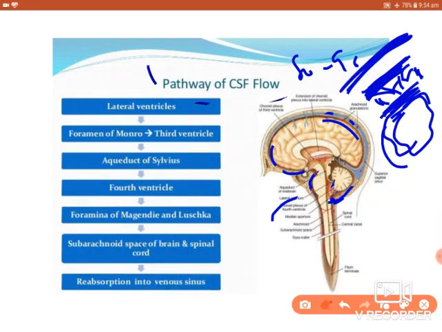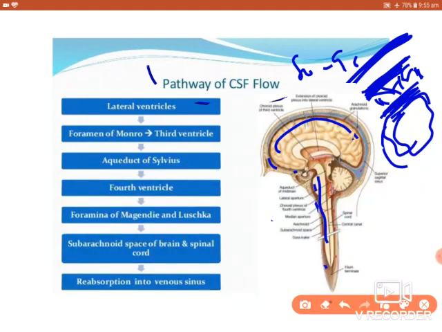Here you can see in the lower area, this is the spinal cord. So this is the pia mater. Here this is the arachnoid mater. So the space here is the subarachnoid space. So this brain and the spinal cord are floating in the CSF. So this brain here and the spinal cord are actually floating in the CSF.